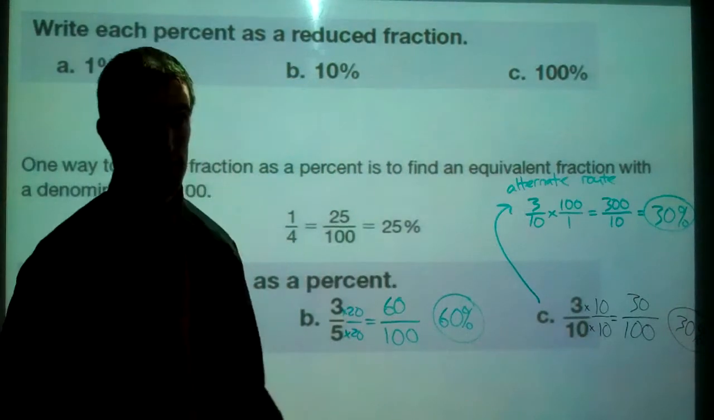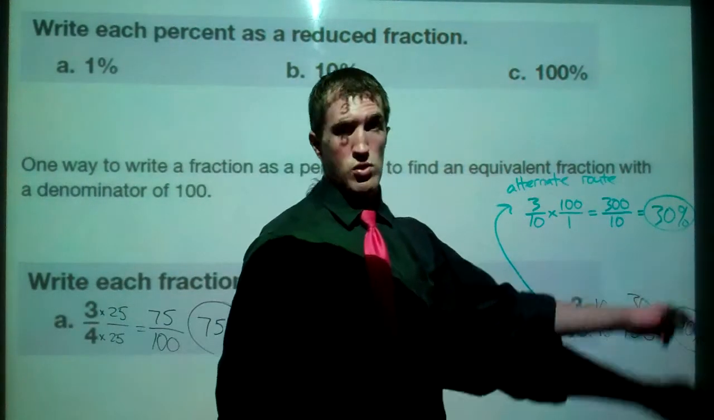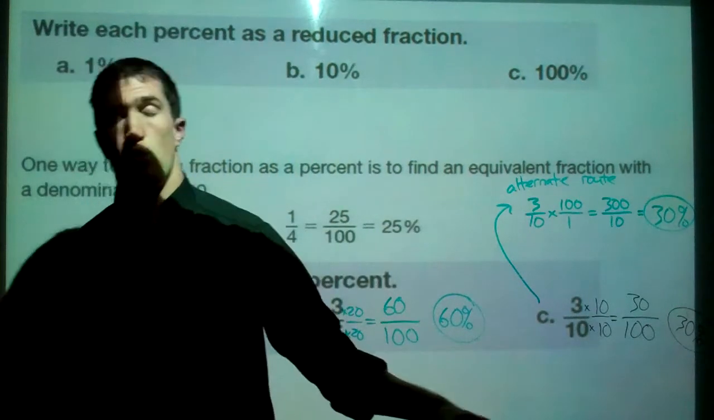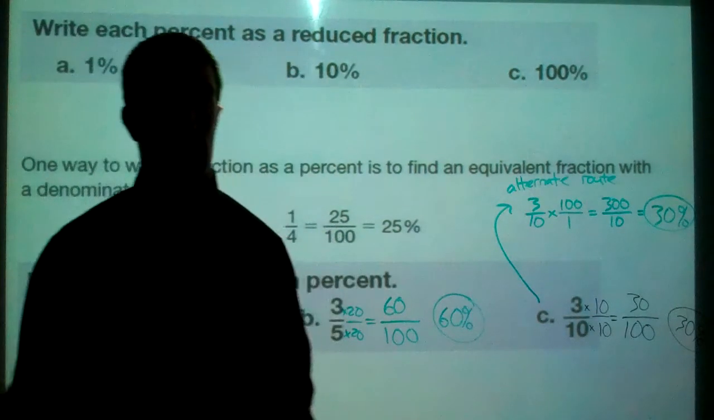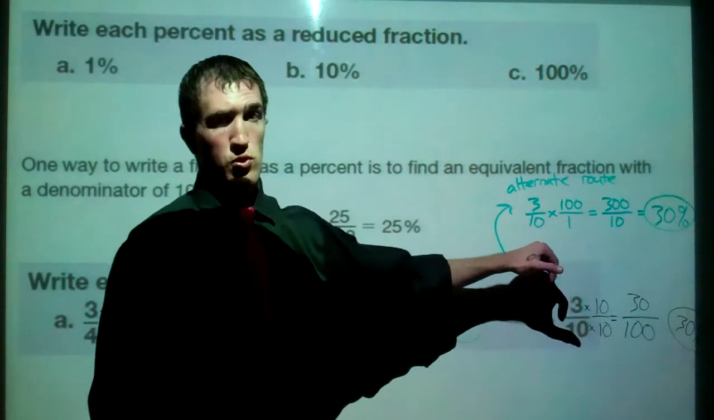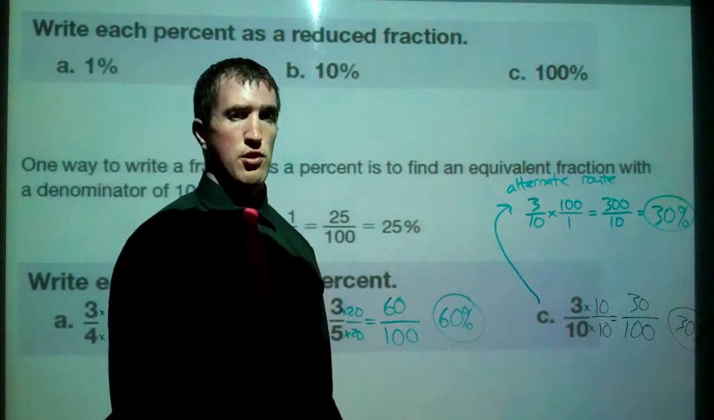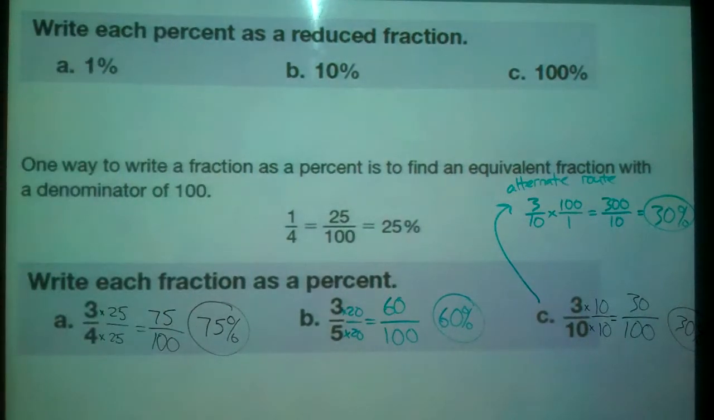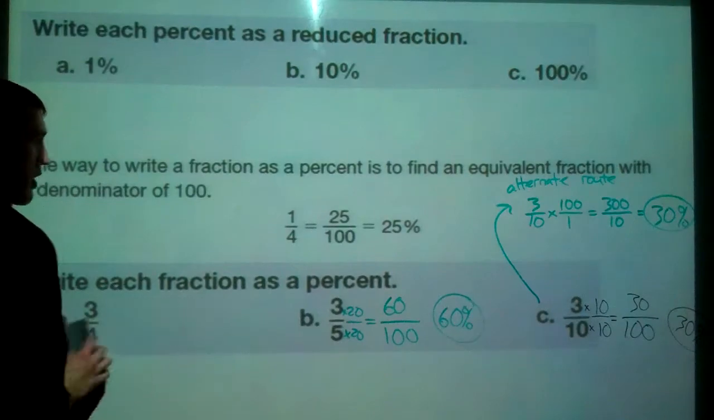Okay? So you can see we still got the same answer either way. If you know that your denominator goes into 10 or 100, it's a little bit easier to take that shortcut. But you can always go this route too. Multiply by 100 and then do your dividing. And that's what we're going to have to do on these next ones. And I'll show you why.